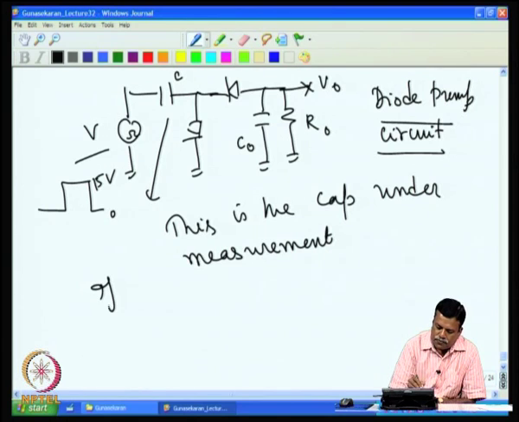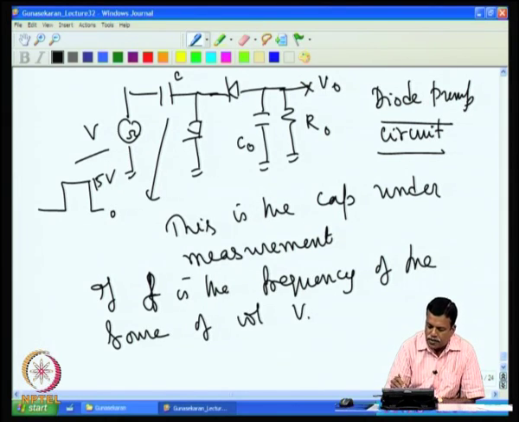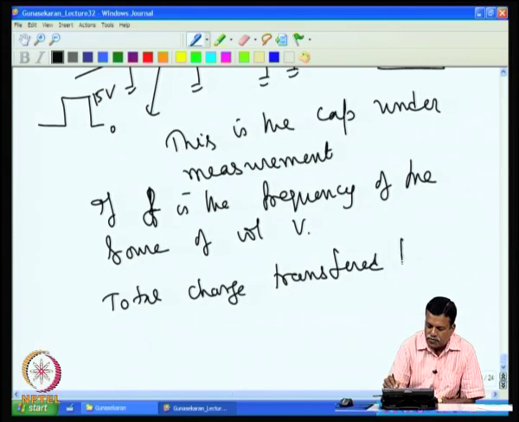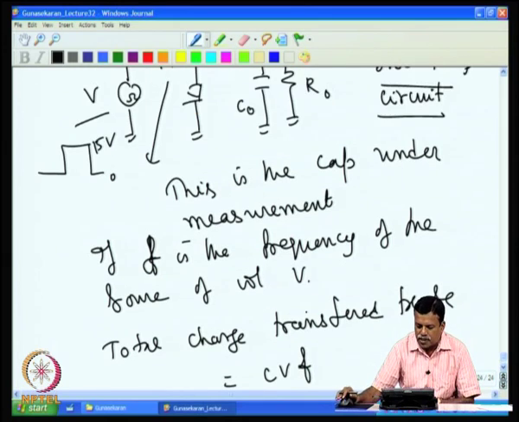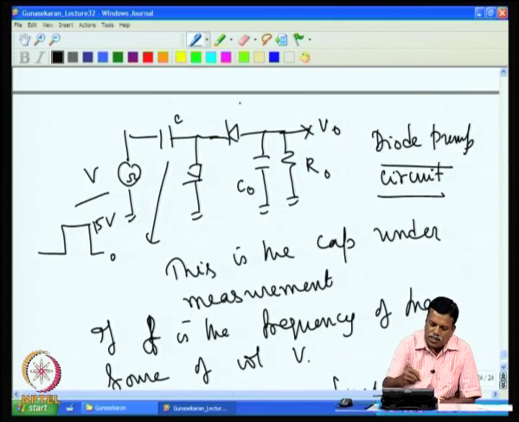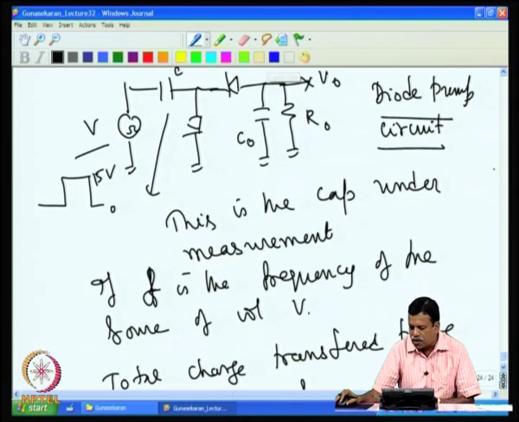We had shown earlier the total charge transferred. If f is the frequency of the source of voltage V, then the total charge transferred per second would be C into V into f, because C is the capacitor under measurement and it is charged to V. So, the quantum of charge in one cycle is C into V, and the total becomes CVf, and so it continuously delivers charge to the output capacitor C naught.